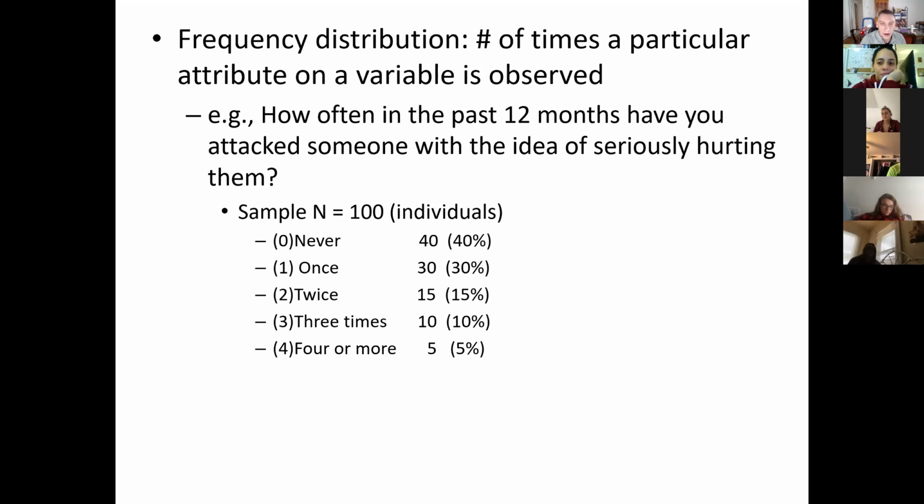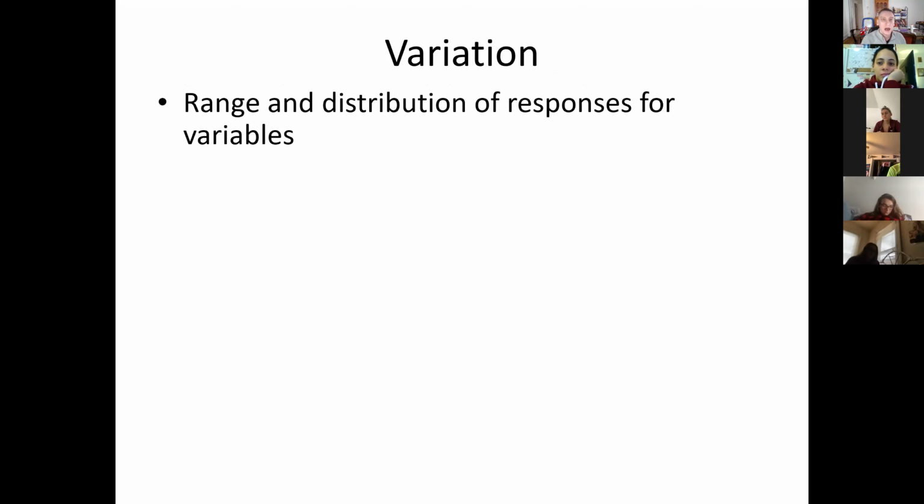But if you have a nominal variable like gender, it wouldn't make any sense to say what level of gender do you have. So it's an attribute, which is the more general term, to say at what point of the variable, where do you fall on the variable scale.